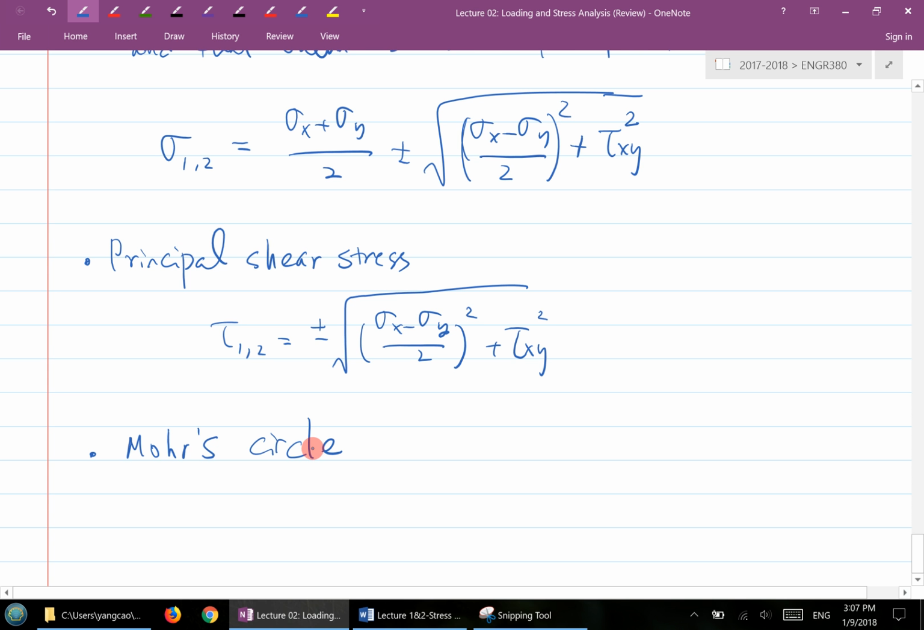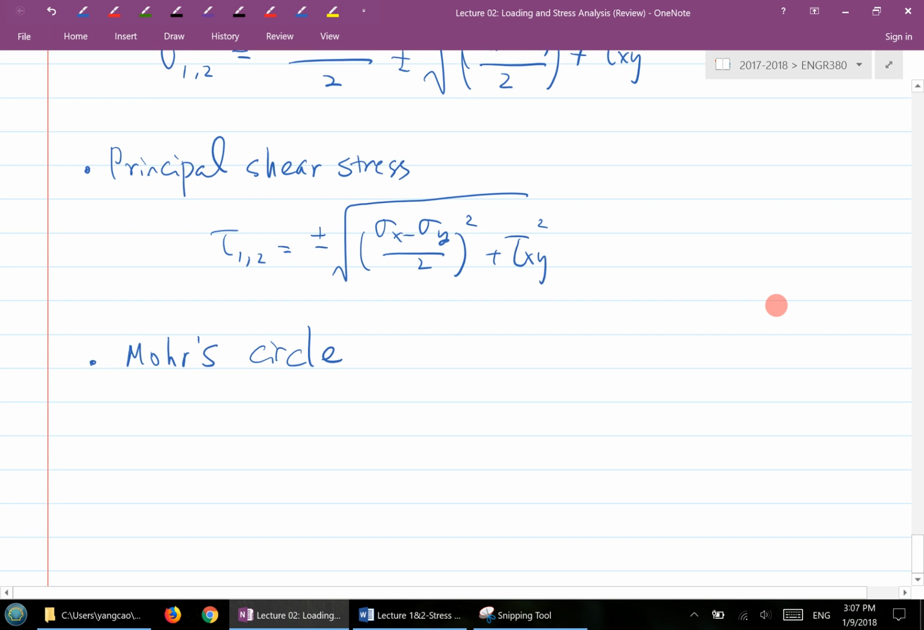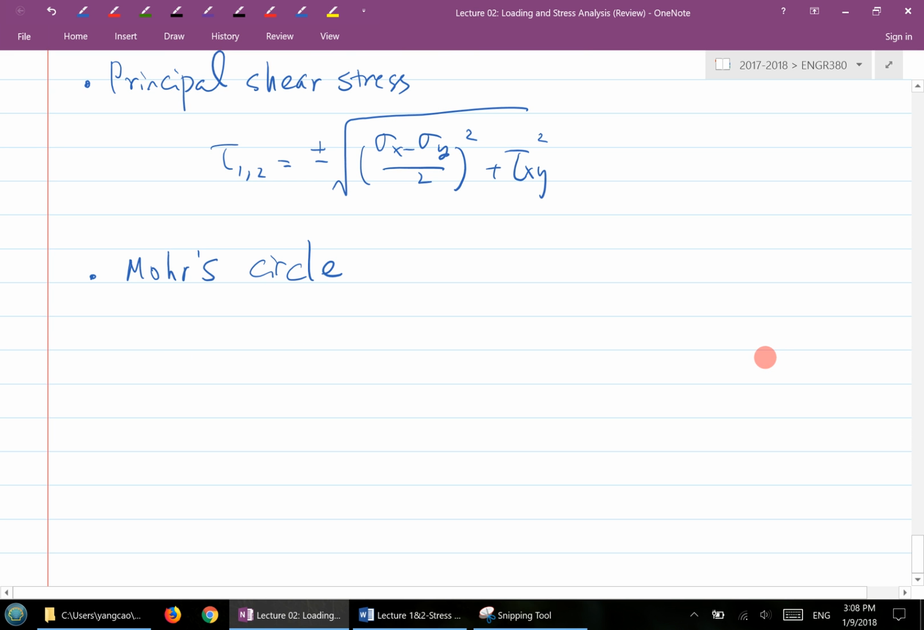So the idea is I want to quickly show you how to draw a Mohr's circle, how to interpret things based on a given Mohr's circle, and especially how we can explain some of the phenomena based on Mohr's circle. To draw a Mohr's circle, there are a couple of conventions that we have to be clear on, mostly dealing with positive or negative conventions.